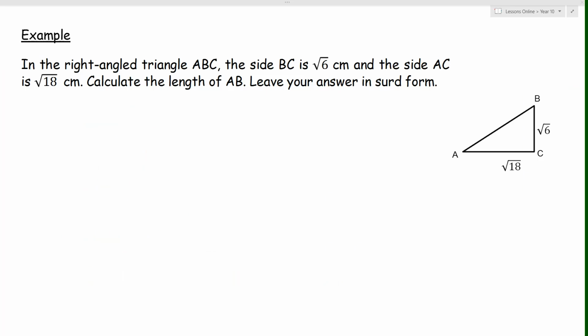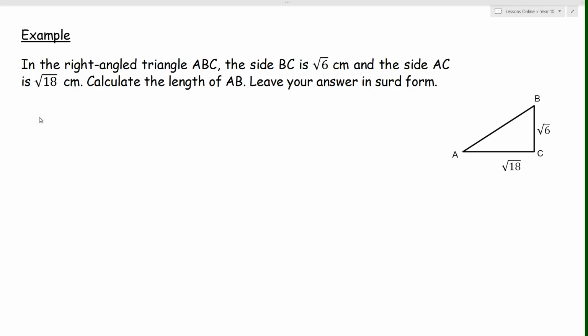Now here we have a typical exam question. Right angle triangle ABC. The side BC is the square root of 6, and the side AC is the square root of 18. Calculate the length of AB. Give your answer in surd form. So, any ideas? How would you solve this right angle triangle question? So right angle triangle is going to be trig or Pythagoras. We've got two sides and we're looking for the long side, the hypotenuse. So this one is a Pythagoras question.